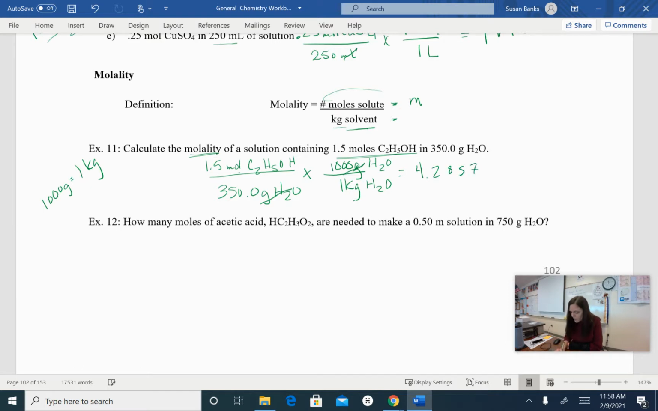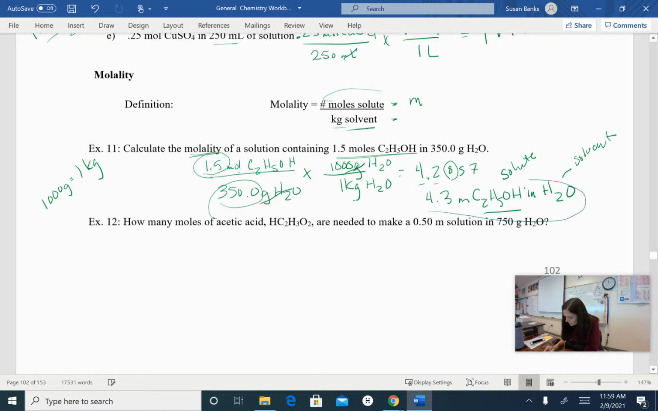My calculator gives me 0.42857 and stuff. So I've got 2 digits here, and I've got 4 digits here. So we probably should just do 2 digits. So 1, 2, that 8 tells me to round up. So I'm going to count this as 4.3 molal ethanol in water. So this tells me my solute, and this tells me my solvent. Okay, that is how you would write that.